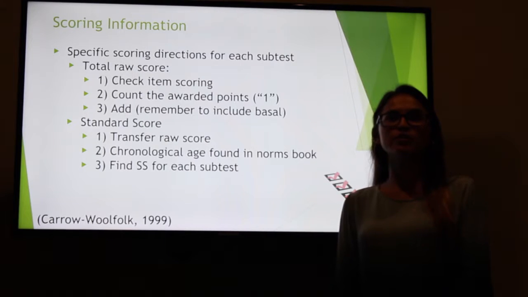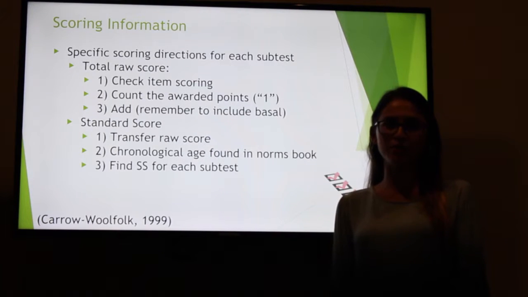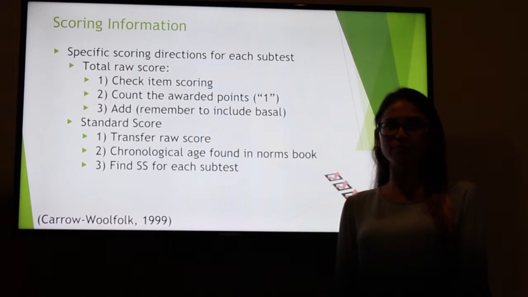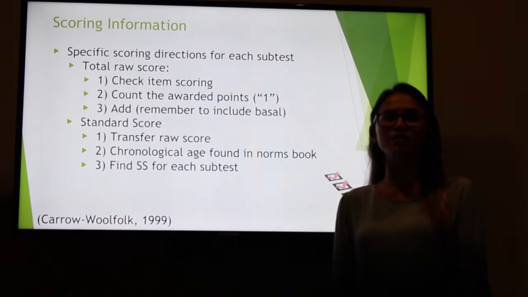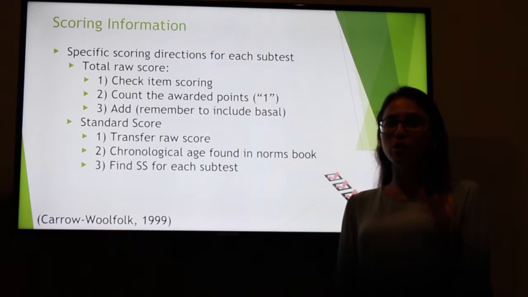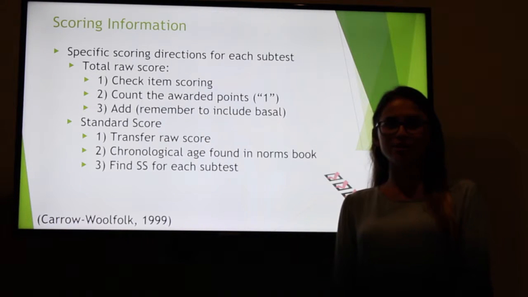Interpreting the scores includes converting the raw scores to a standard score. So you want to transfer each raw score from the record form to the raw score column in the conversion section. Then you want to open the norm book, locate the section that corresponds to the client's chronological age, and make sure not to round up.